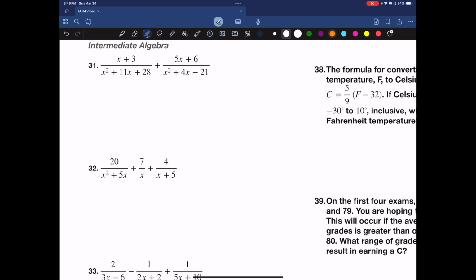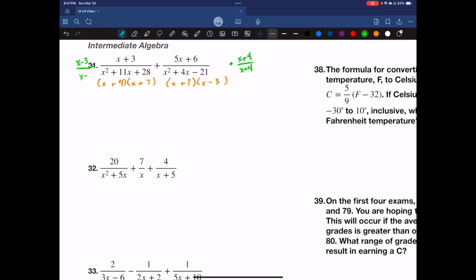31. We need to get a common denominator, but I don't know what I don't know until I factor each one of these out. So let's factor this. That's going to be x plus 4 and x plus 7. And the other is x plus 7 and x minus 3. So they both have plus 7. Okay, so I need to multiply this one by x plus 4 over x plus 4. They need to be multiplied by what they don't currently have. Okay, and then I'm going to multiply this one by x minus 3 over x minus 3.